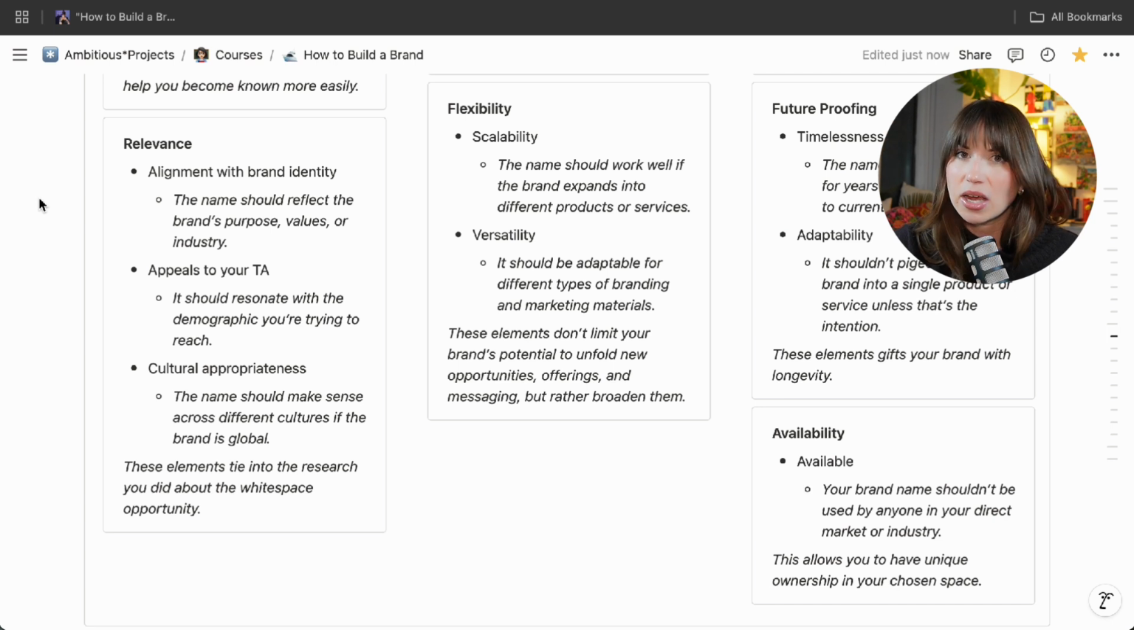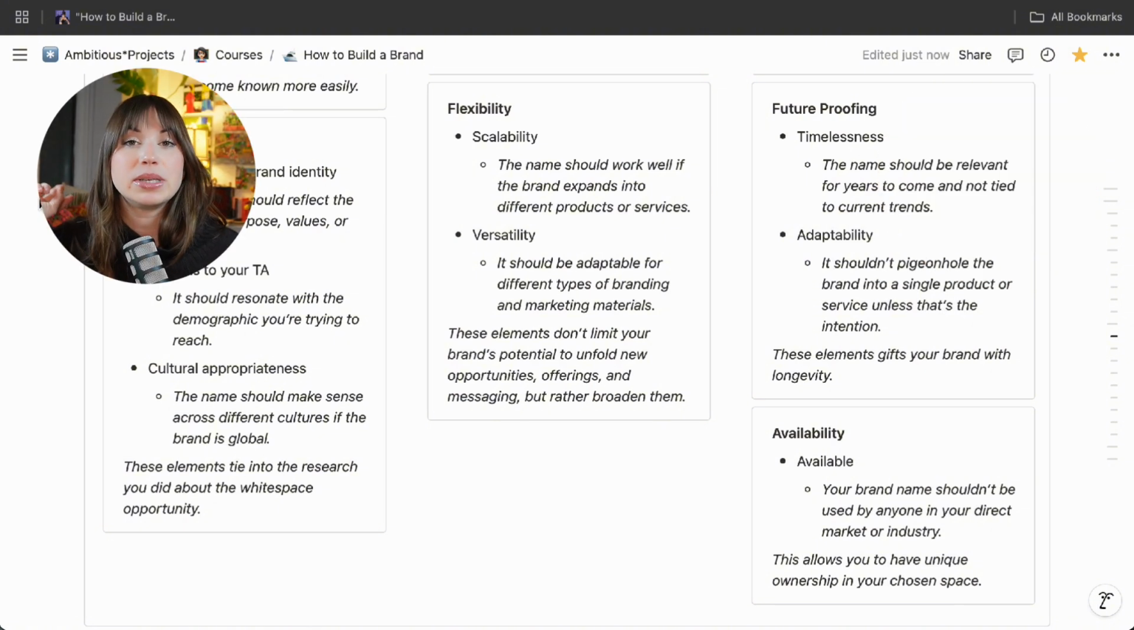Relevance is all about tying in all of those elements that we've already done to ensure that we are creating the greatest, strongest brand name possible to embody all of that learning that we've already done in those 2 phases. Flexibility. We need scalability and versatility. Having these elements means you create a longer runway for your brand to keep growing.